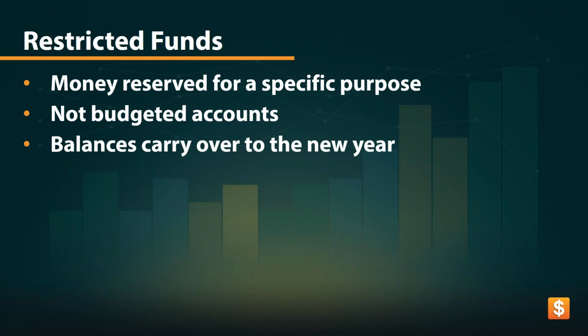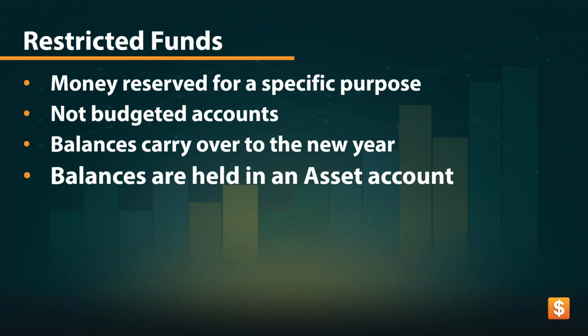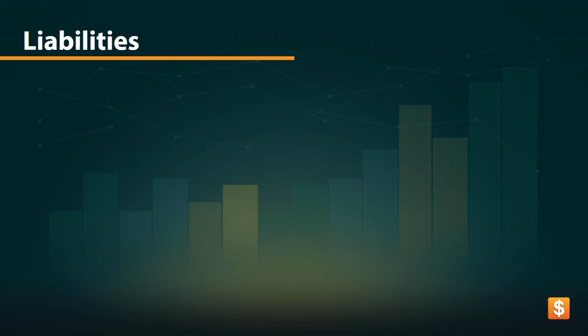If you use an income account, and we're going to talk about income accounts here in just a second, those accounts do zero out at the end of the year. So the balances are basically lost at that point. So if it's money reserved for a specific purpose, a specific reason, then please use restricted funds. These balances are held in an asset account, and we're going to show that here in just a couple seconds, but restricted funds inside of Church360 Ledger are part of the assets. Okay, so liabilities are next.